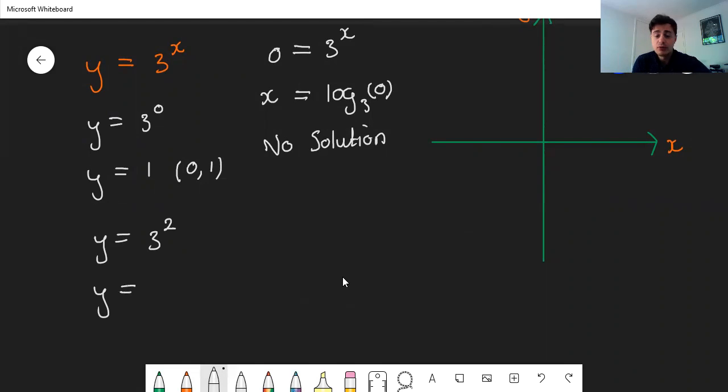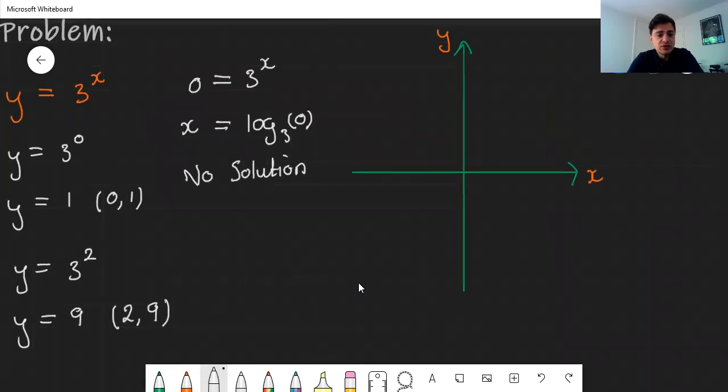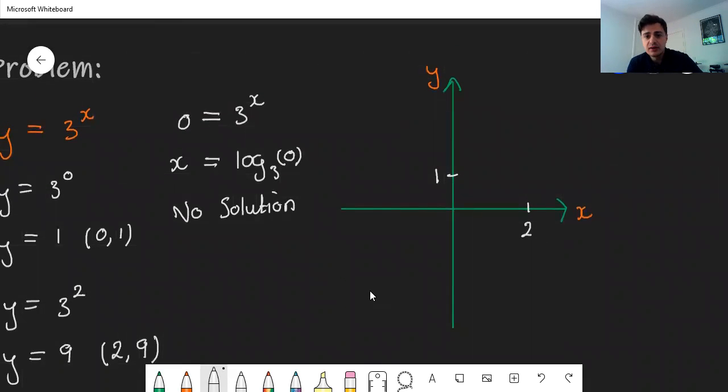So 3 to the power of 2, 3 squared, is 9. So another coordinate we can plot is x is equal to 2 and y is equal to 9. Two coordinates there. So let's go ahead and actually plot this. So 0, 1, let's say 1 is about there and 0 is here for x. And 2, let's say 2 is about here. And 9, let's say, is about there. So we've got one coordinate there and another coordinate there.